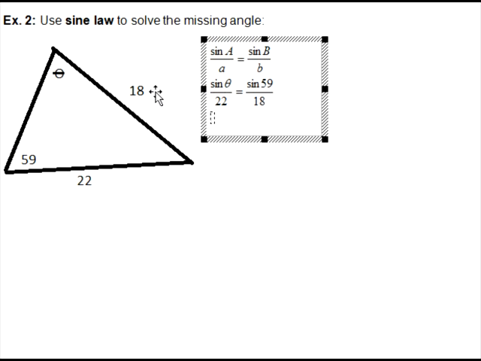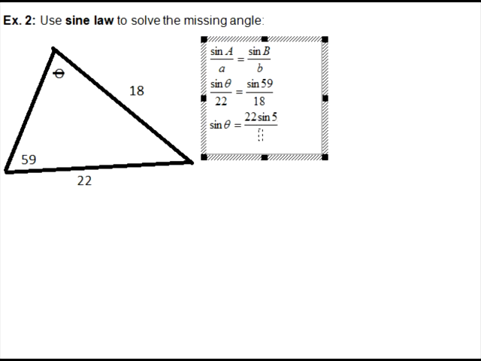Okay, great. I want to get sine by itself now. Jessica, I'm going to pick on you. On the left-hand side it says sine theta divided by 22. How do you get rid of the divided by 22? Excellent. You're going to multiply by 22. So I'm going to say sine of theta equals 22 sine 59 over 18. Wonderful.